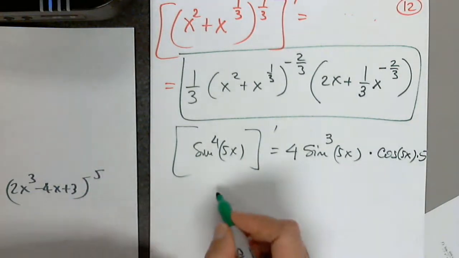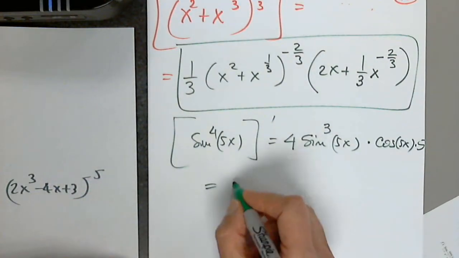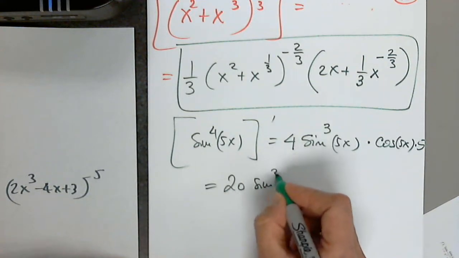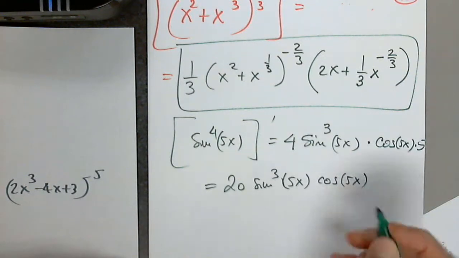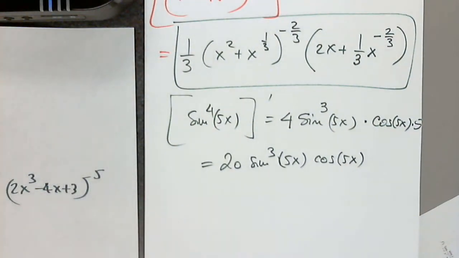Very good. So the simplified form, and no one can do anything else, is 20 sine to the 3rd cosine of the angle. So one more time.